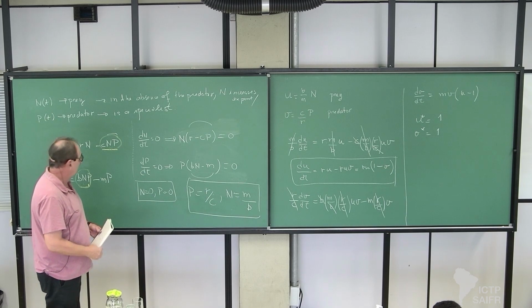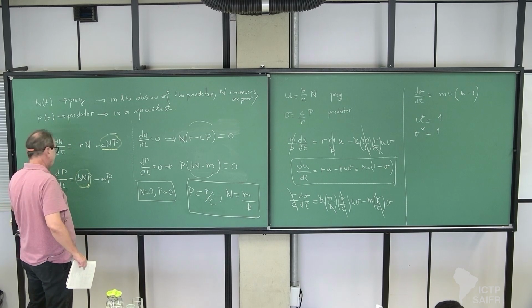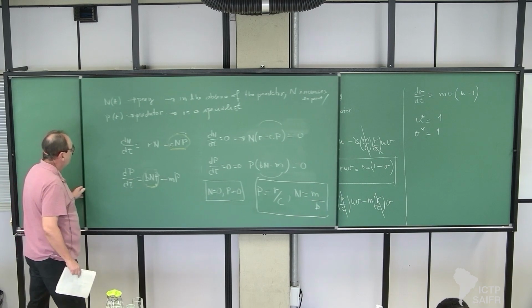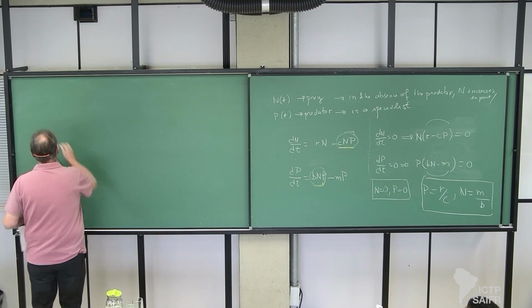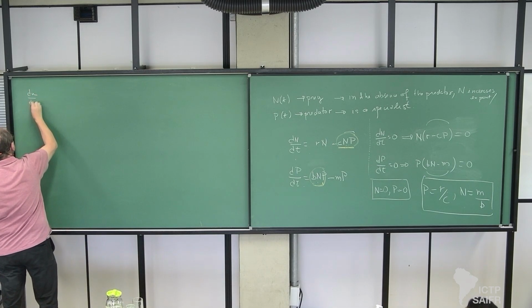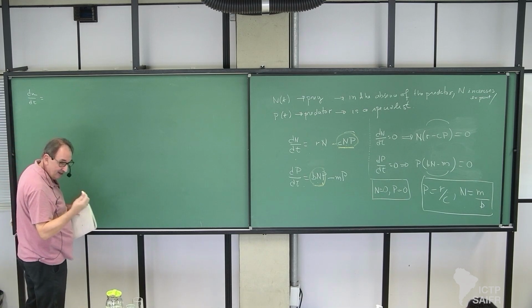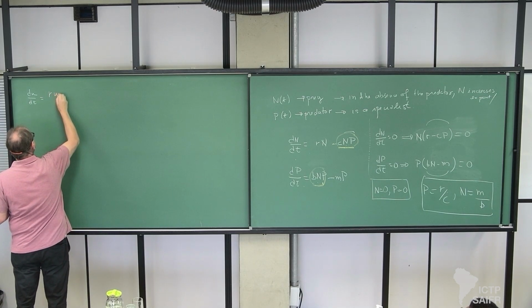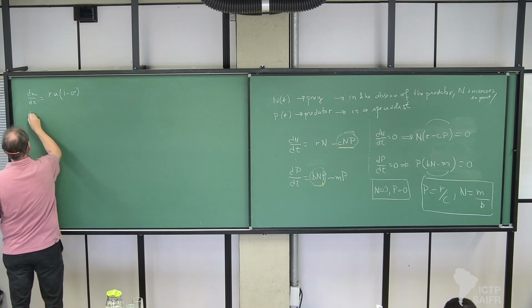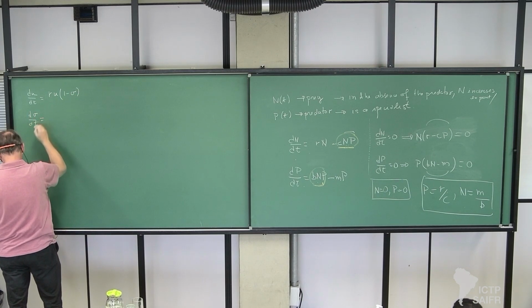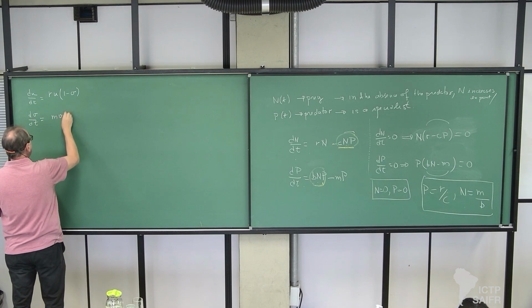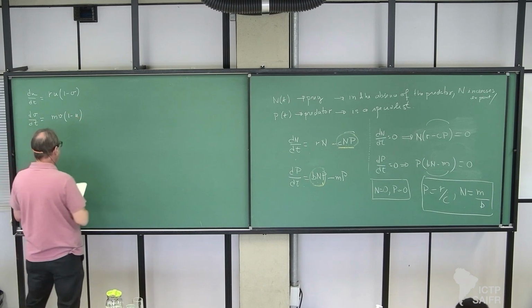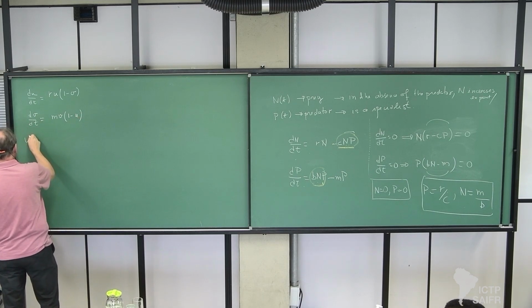So let me write again the system that we got here. dU/dt, where U is the prey, is R times U times (1 minus V), and dV/dt is equal to M times V times (1 minus U). Okay, and the fixed points are these ones.